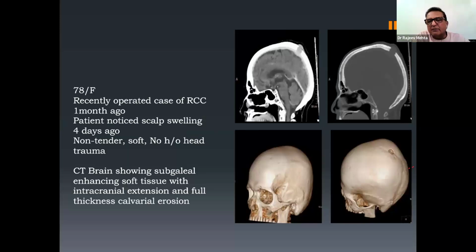This is another patient, a 78-year-old female, a recently operated case of renal cell carcinoma. The patient noticed a scalp swelling 4 days ago, non-tender, soft, with no history of head trauma or anything.